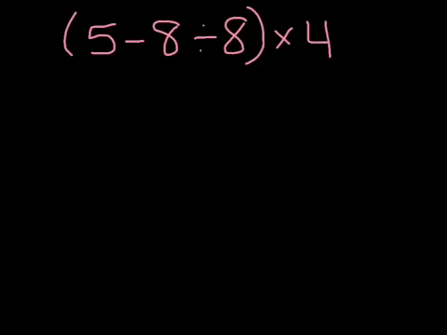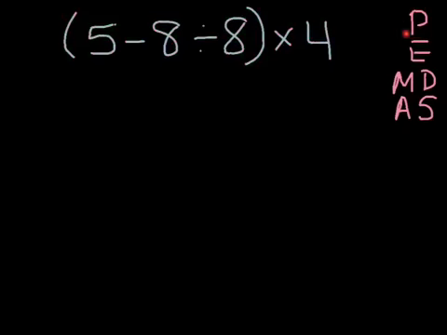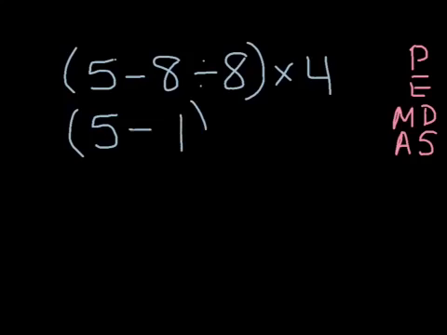Again, the first thing I need to ask myself is parentheses, exponents, multiplication, division, addition, and subtraction. So, in this problem, the first thing I see are parentheses, so I'm going to have to do that first. But within the parentheses, there is division, which is the next thing that comes up. So I'm going to do the division first, and in the parentheses, I'm going to say 5 minus 8 divided by 8, which is 1, times 4.